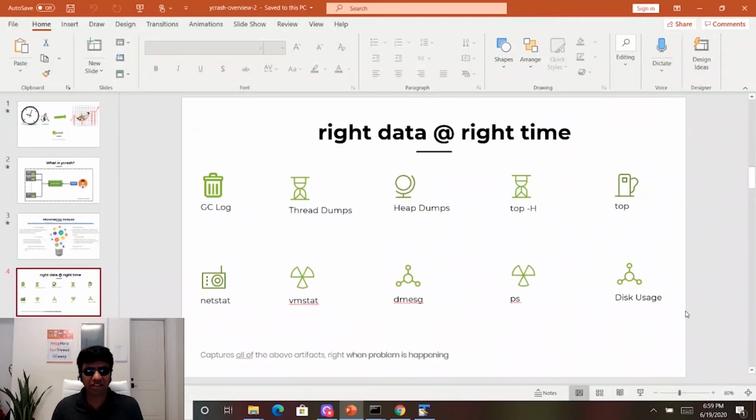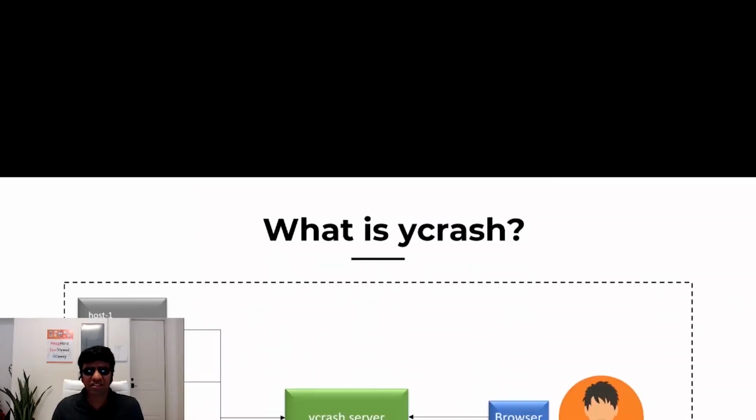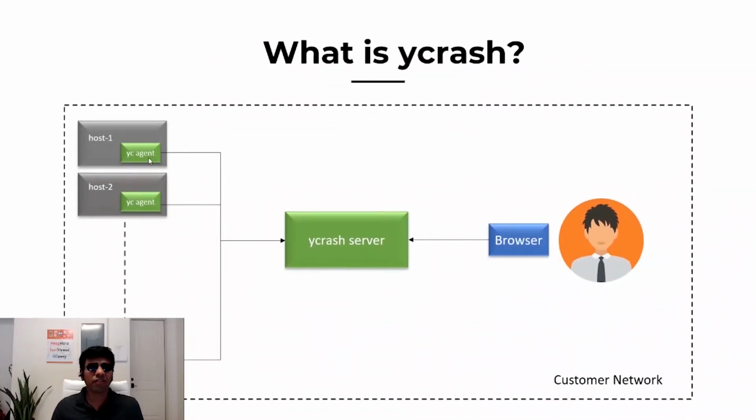So now we are capturing the data. Once the data has been captured, it is sent from the agent, from your devices, to your yCrash server. This yCrash server runs within your corporate firewall, so no data is leaving the network. In the yCrash server, all the data is analyzed and you are given a root cause analysis report right away. Instantly you're going to see a root cause analysis report. This is the whole vision of yCrash.